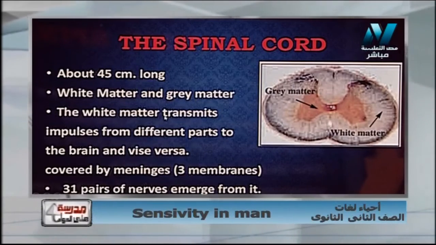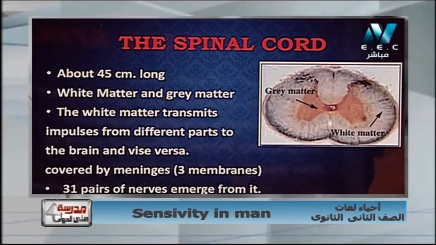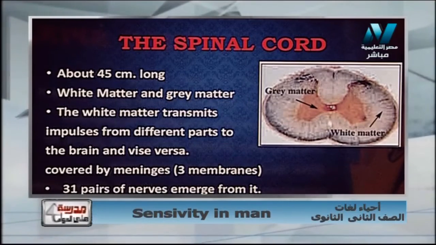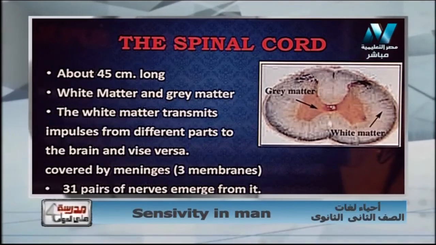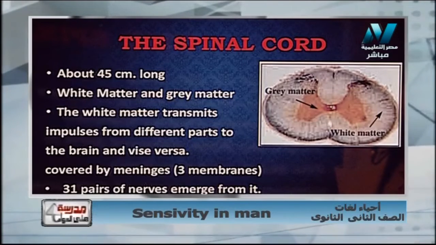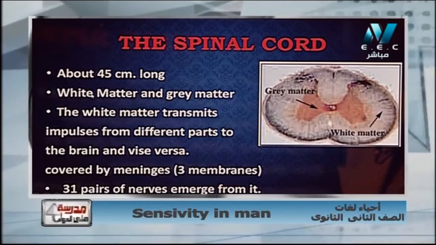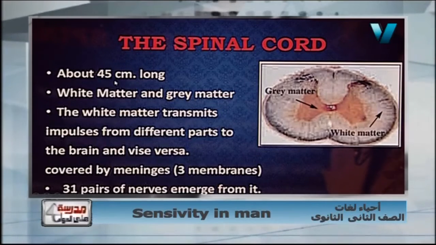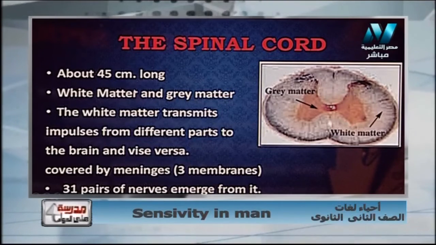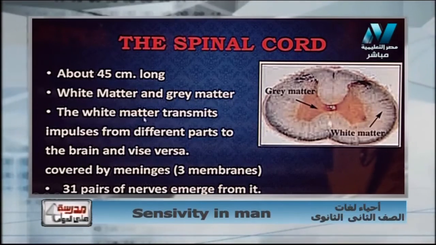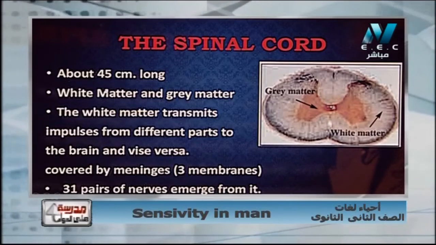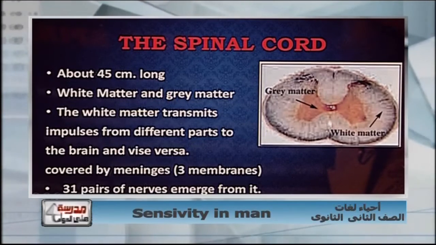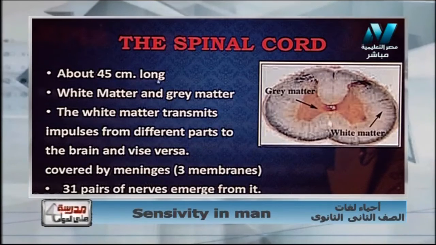Now, my dear students, we come to the second part of the central nervous system. We studied the brain, and now we are studying the spinal cord. The spinal cord is the extension coming out from the brain, and it runs through the vertebral column into the neural canal. Its length reaches about 45 centimeters at the back of the body, inside the vertebral column.